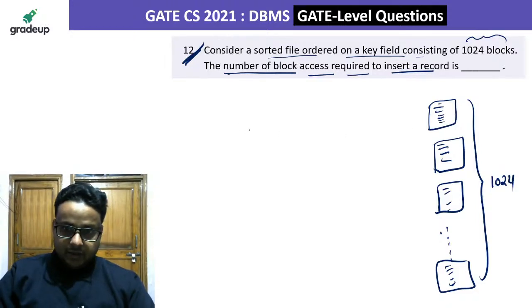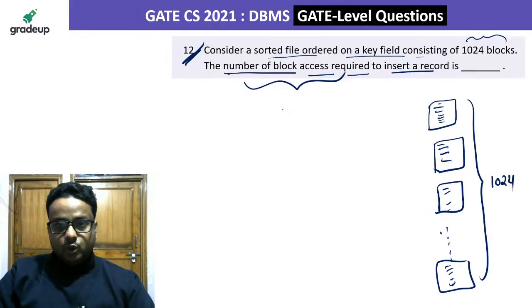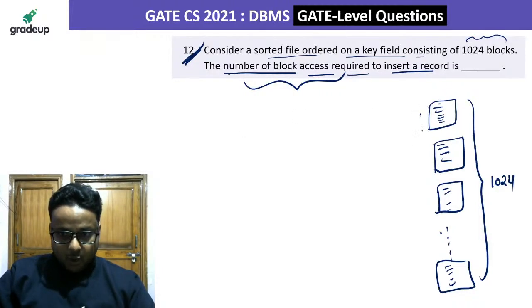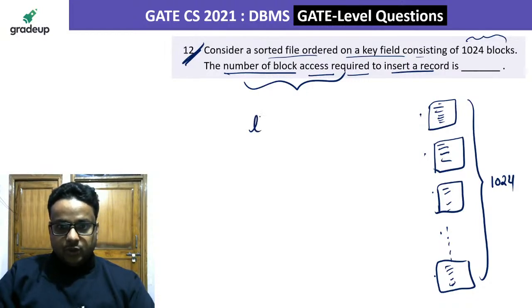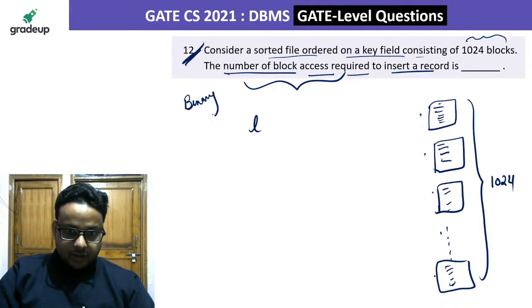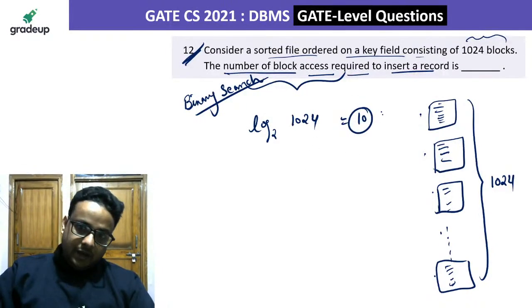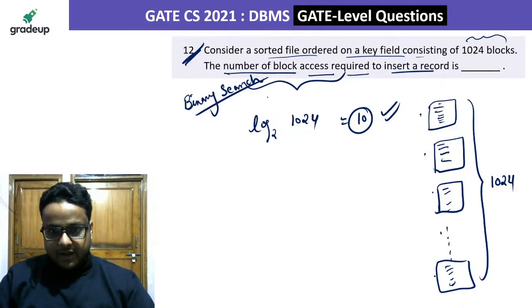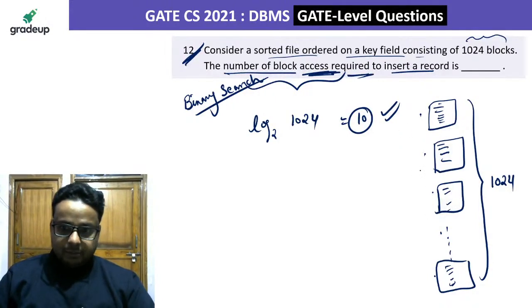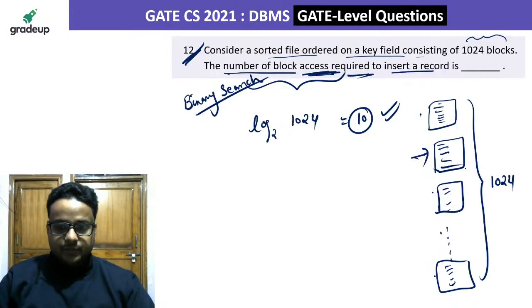So basically the number of blocks we have to access. They are asking in which block you want to insert. So you can use binary search here, and the binary search concept you can use easily. So it will be log base 2 of 1024, so it will be 10. Only 10 will be required, not 11, because they are asking the number of block accesses required. Then, for example, I found the record has to be inserted in this block. So I'll insert it, right?